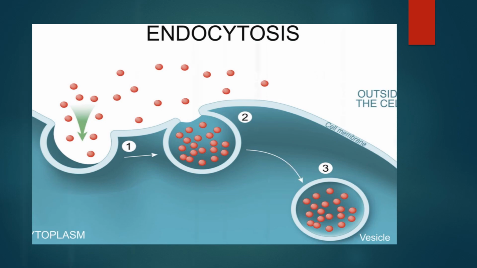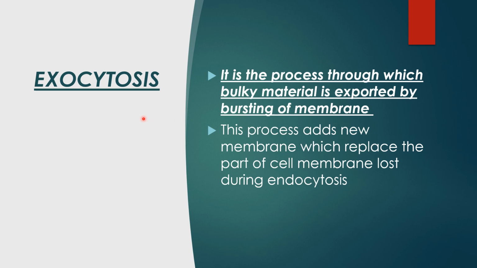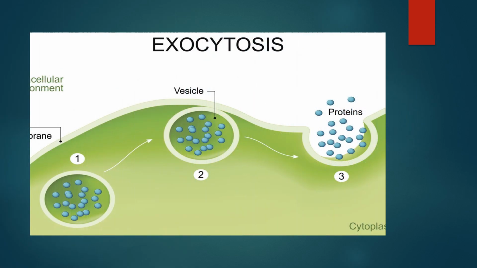Now the next process, the last process, is exocytosis. It is a process through which bulky material is expelled by bursting of the membrane. This process adds new membrane which replaces the part of cell membrane lost during endocytosis. In this picture, you can see exocytosis.